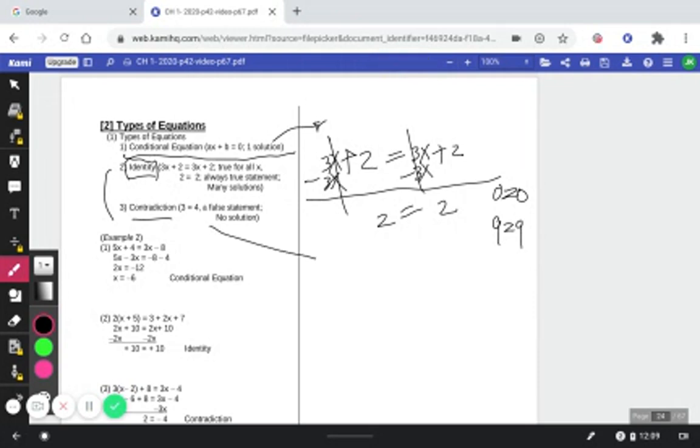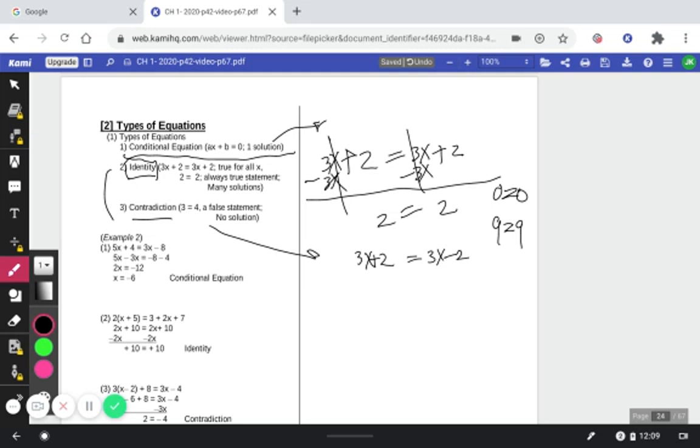But a contradiction equation is different. Let's say you have 3x plus 2 equals 3x minus 2. When you have a question like this, first of all, is this an equation? Yes, you have an equal sign.